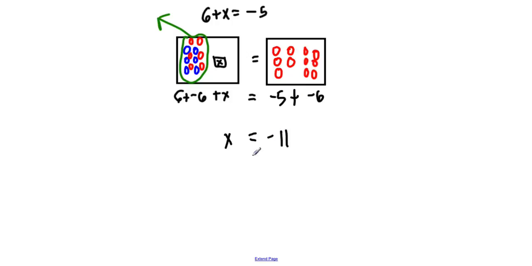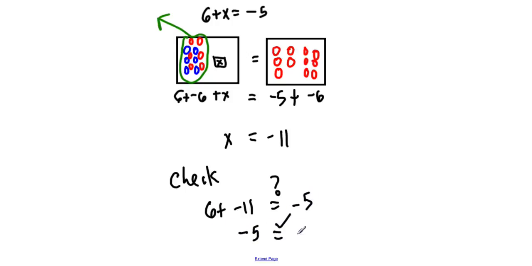Okay? So we now have x is equal to negative 11, and if we want to check if our solution makes sense or not, we simply get negative 11 and substitute it back to the original equation. So we now have 6 plus negative 11. Is it equal to negative 5, which is the original problem? Okay, and we find out that it is. Negative 5 is equal to negative 5. We've checked our answer, or our solution, to be correct.